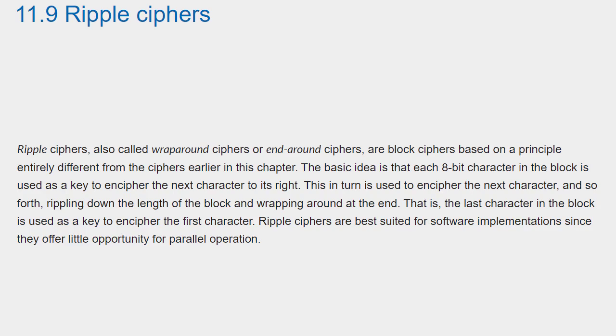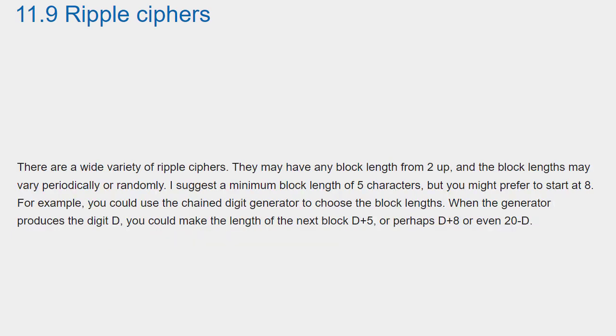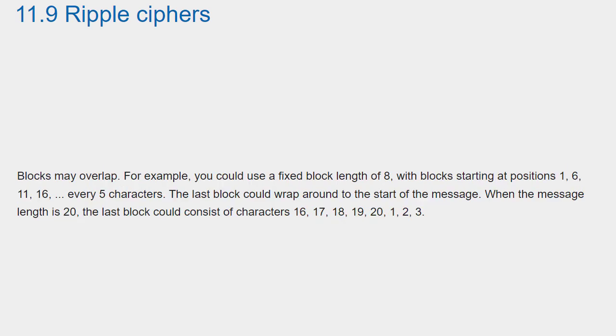Ripple ciphers are best suited for software implementations, since they offer little opportunity for parallel operation. There are a wide variety of ripple ciphers. They may have any block length from 2 up, and the block lengths may vary periodically or randomly. I suggest a minimum block length of 5 characters, but you might prefer to start at 8. For example, you could use the chained digit generator to choose the block lengths. When the generator produces the digit D, you could make the length of the next block D plus 5, or perhaps D plus 8, or even 20D.